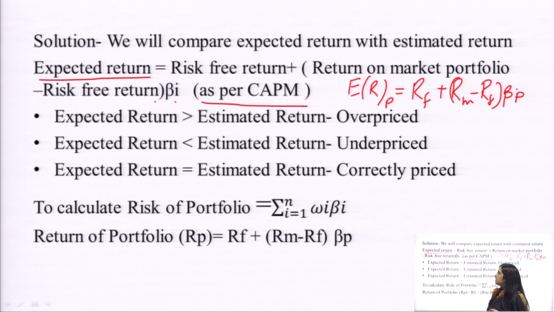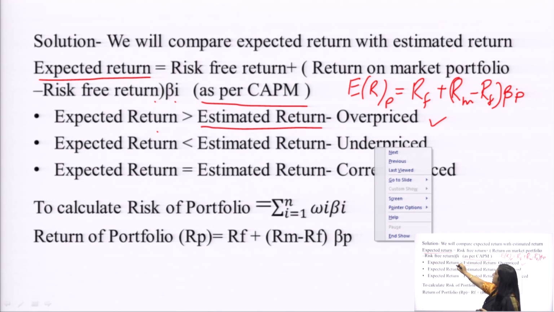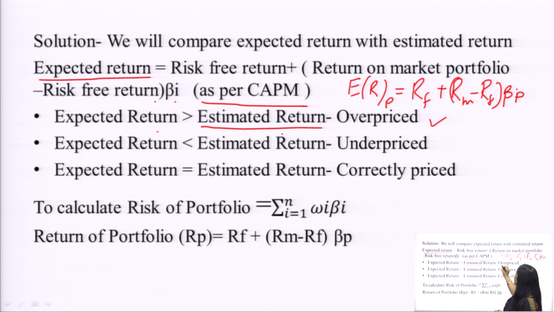So, this is how we will calculate the expected return, and since we are already provided the estimated return, we have to compare these two things, expected return with the estimated return, to find out whether the security is overpriced or underpriced. If the expected returns are better than the estimated returns, we will say it is overpriced and we should sell it, and if the expected returns are low as compared to the estimated return, we should buy it because it is underpriced, and if they are equal, we will say it is correctly priced. Then we will use these two formulas to calculate the total risk of the portfolio and the return of the portfolio. So, let us start how we will calculate.